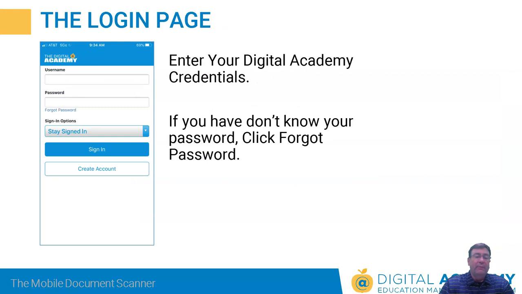Once you install the app, you need to log in with your Digital Academy credentials. If you can't remember your password, you can click Forgot Password, and a link to reset it will be emailed to you. If you can't remember your username, you need to contact your school's administration.